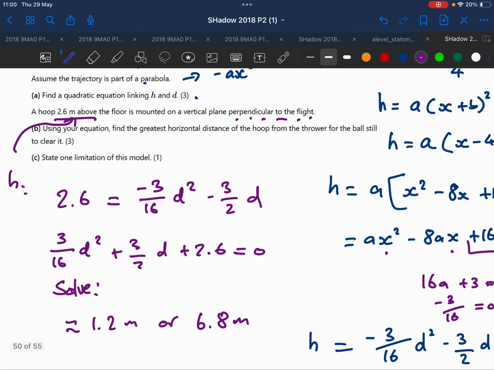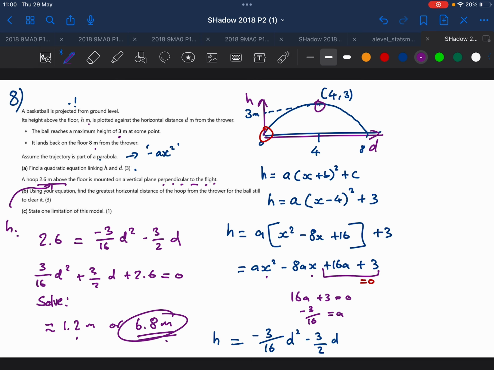Now, find the greatest horizontal distance to still clear it. So it doesn't matter if we clear it on the way up or on the way down, I suppose, is kind of what's going on here. So we're going to pick the 6.8 meters and just make it clear that that's our choice. Okay. And finally, state one limitation of the model.